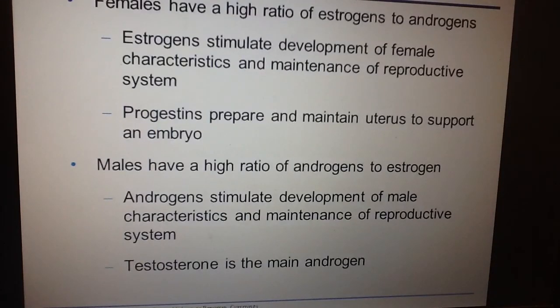The thing about females is that they have a high ratio of estrogens to androgens. The androgens are testosterone. And estrogen is what allows females to produce female characteristics like enlarged breasts, uterine lining, egg production, ovulation, things like that. Males, on the other hand, have high levels of androgens, which are testosterone, and that gives them their male characteristics: deeper voice, chest hair, facial hair, testes, and things like that.